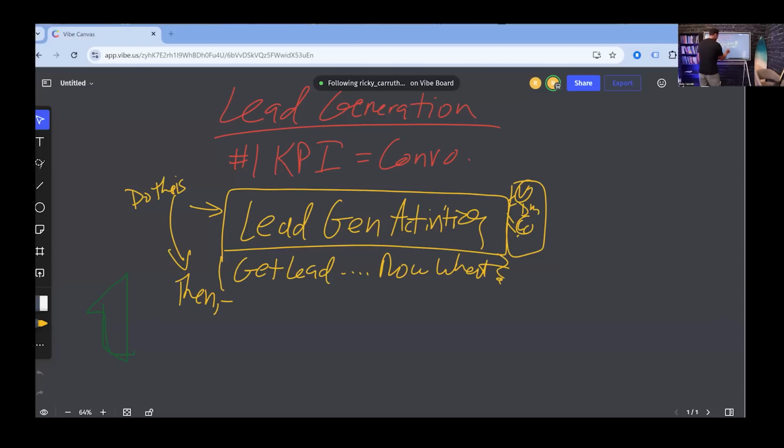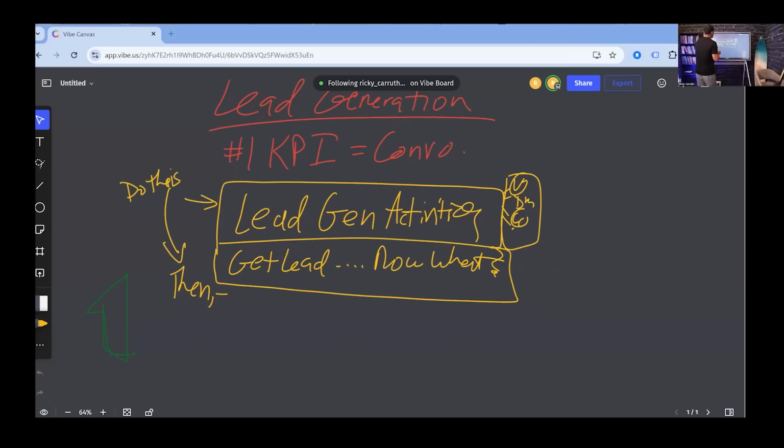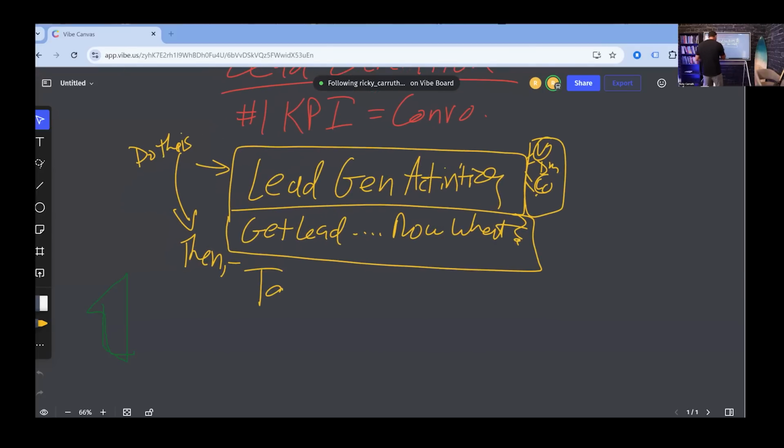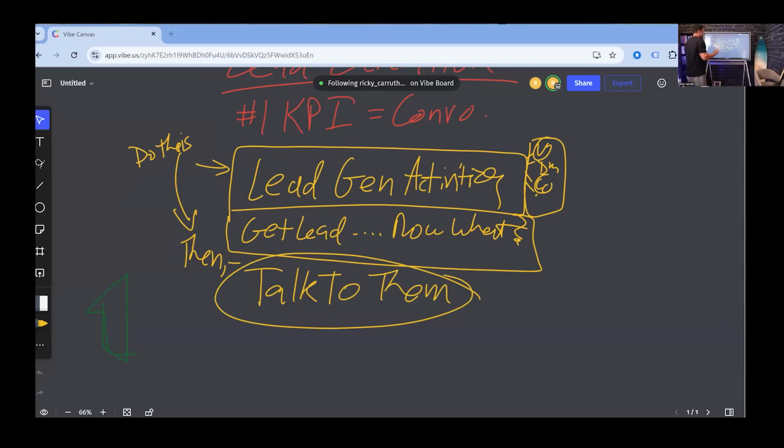What do we got to do when we get the lead? Well, it's very simple. It's very elementary. It's not hard to understand what the next step is. We have to talk to them, no matter what. Isn't it fascinating when you think about this, that every single lead gen activity leads right back to a conversation with the lead? You have to talk to them. You can't get around that.